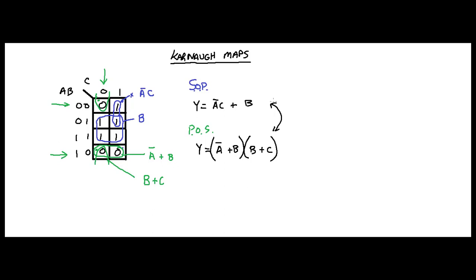Alright, I think that just about does it for the Karnaugh maps. We've gone over the SOP method, the POS method, the different methods of grouping. I think you're ready for prime time. Alright everyone, see you soon.